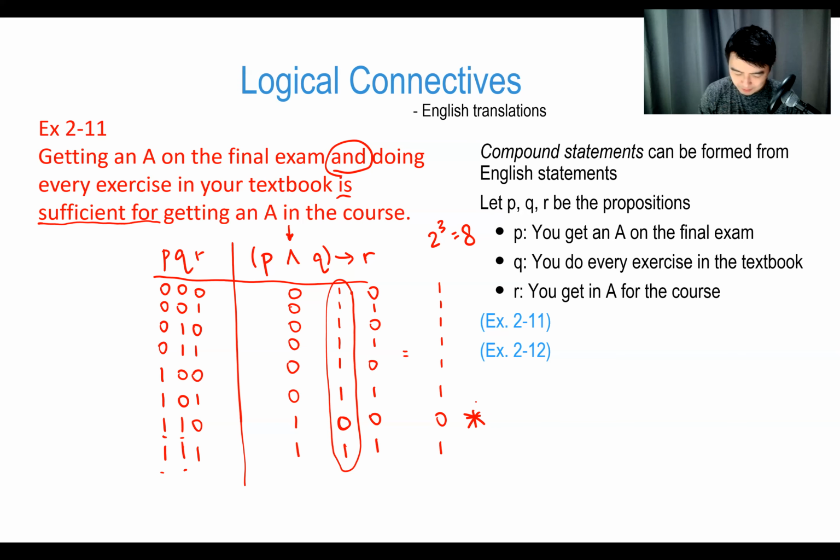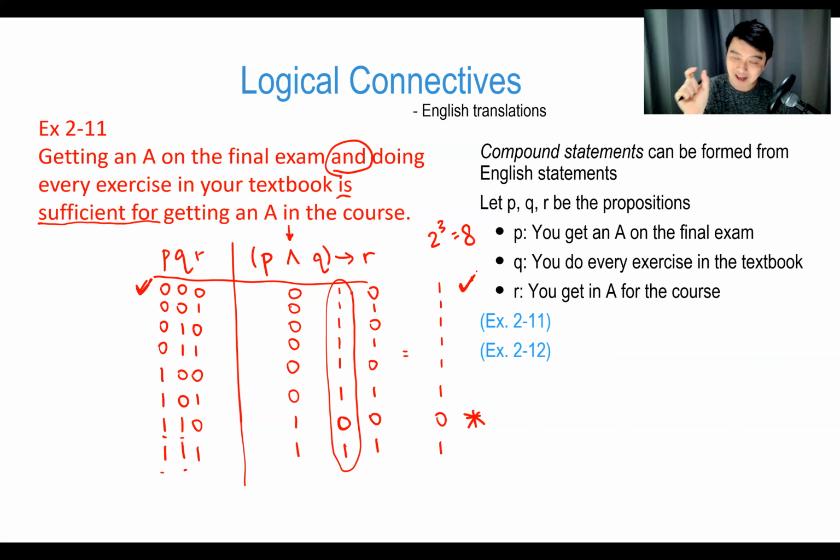So think about every other case, right? What if you said I didn't do every exercise in the textbook? So let's take a look at the first case. I didn't get an A in the final exam. I didn't do every exercise in the textbook. I didn't get an A in the course. Well, that rule is still good, right? That has not falsified that rule because the first condition has not been met.